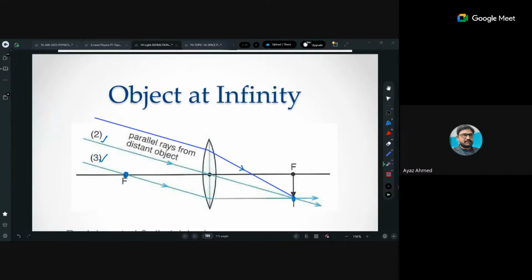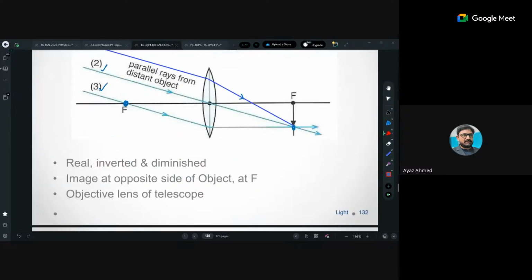If the object is placed at infinity, just like the sun, this question is asked most of the time. You have to draw the parallel light rays, whatever the direction of drawing you do. For an object which is at infinity, the image is always formed at the principal focus. It is real, inverted, and diminished, and the image is on the opposite side of the object. This is used in a telescope.